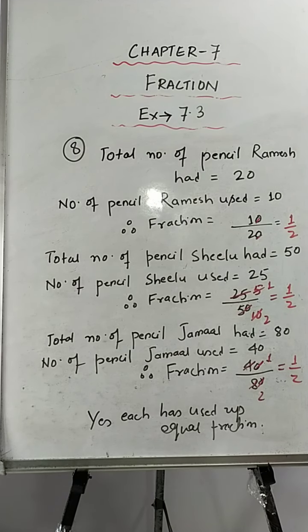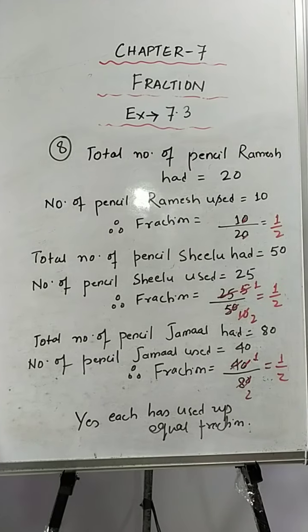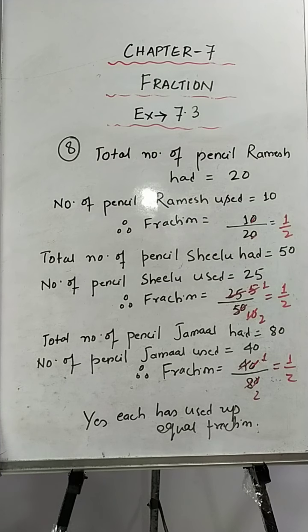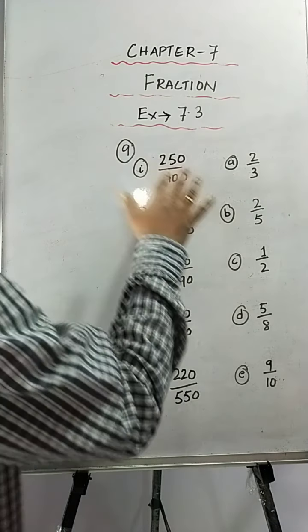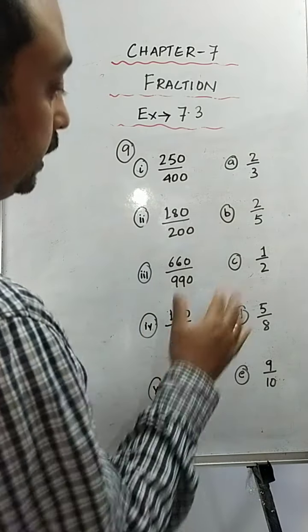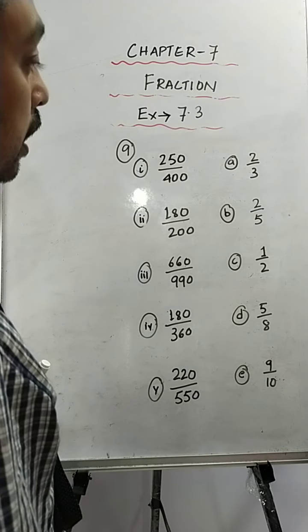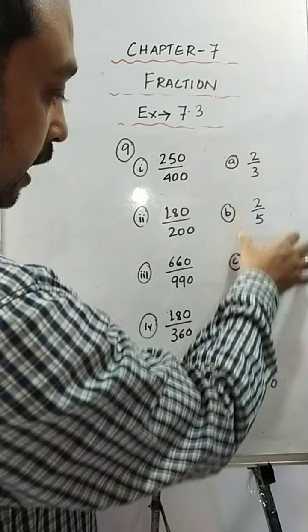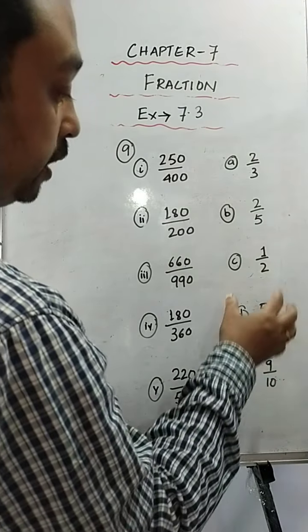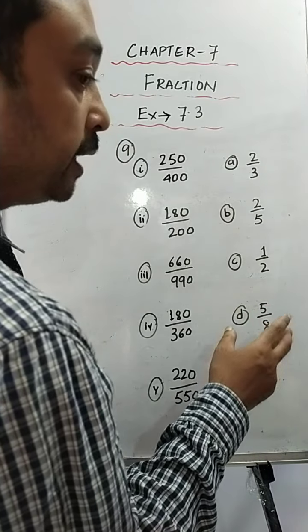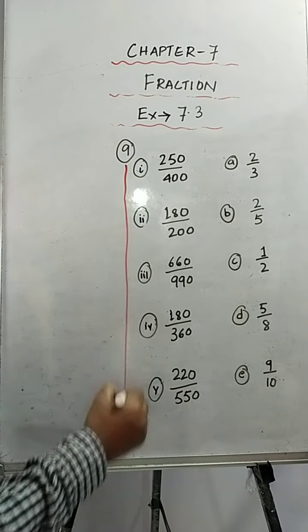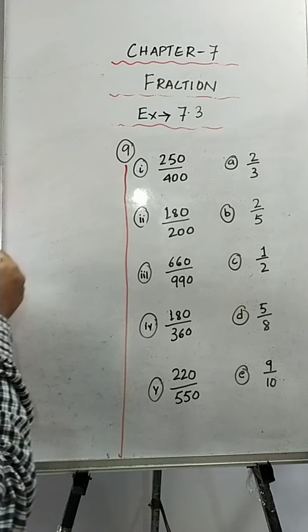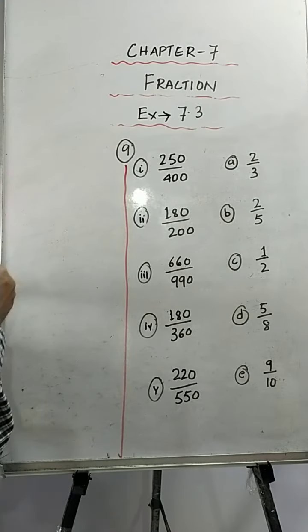Okay students, now let's move on to sum number 9. Sum number 9 is match the following. Okay, so let's do it. Now this is question number 9. So we have to pair up correctly, and especially on the right hand side, for each fraction we have to write 2 equivalent fractions also. Okay, so let's check. What will be the right option for this one? So we'll write it here.